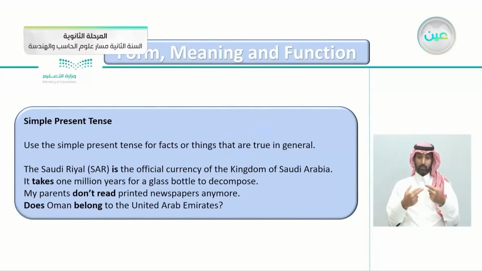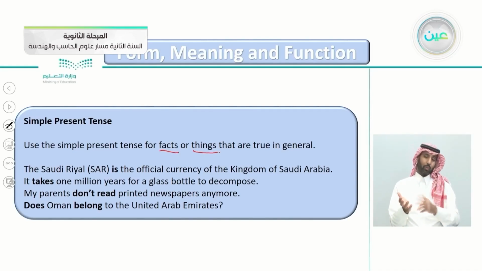So beginning here with the simple present tense. We use the simple present tense for facts, or things that are true in general. Again, we use the simple present tense for facts or things that are true in general. Like here, for example, the Saudi riyal is the official currency of the Kingdom of Saudi Arabia. The Saudi riyal is, this is the present simple here, is the official currency of the Kingdom of Saudi Arabia.